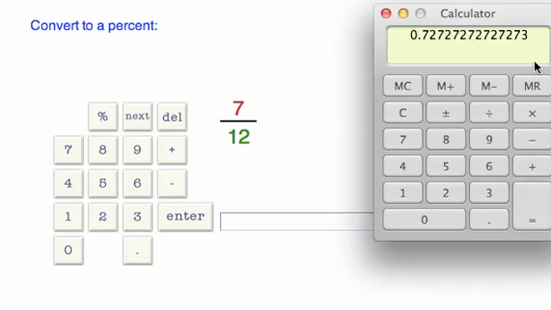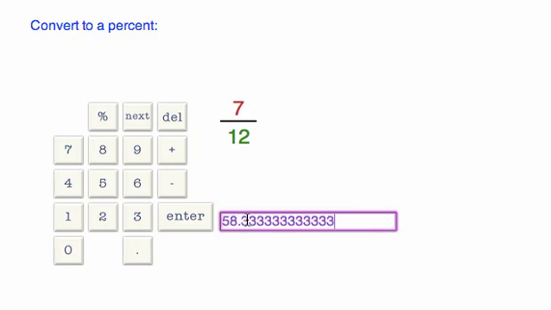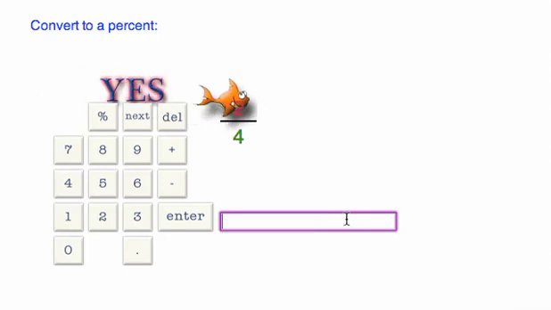Okay, 7/12. Let's try that one. So 7 divided by 12. Okay, and if you want, you can just multiply by 100 on here, but whichever you find easiest. Okay, 58.3 repeating percent. And there's my percent symbol, and there we go.